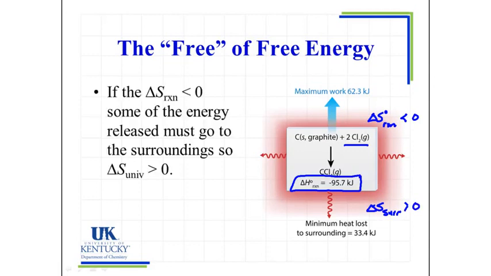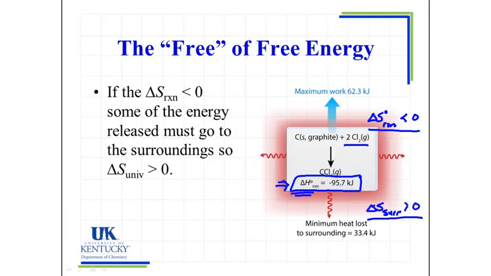Now let's get some words up on the screen. So if the delta S of the reaction is less than 0, which it is here because I'm decreasing the moles of gas, then some of this energy, released to the surroundings, has got to go to increasing the entropy of the surroundings. And we have to have at least as much, or actually a little bit more, delta S of surroundings being positive to overcome the fact that the delta S of the reaction was negative. So some of this heat has to be going out to the surroundings in order to bring up the entropy.